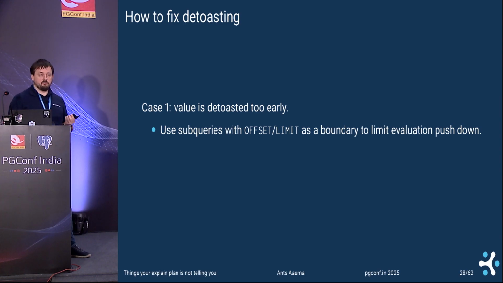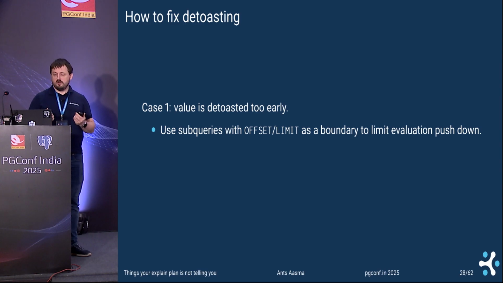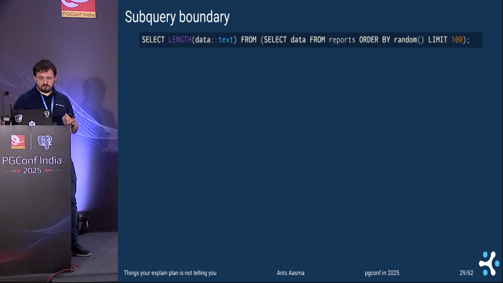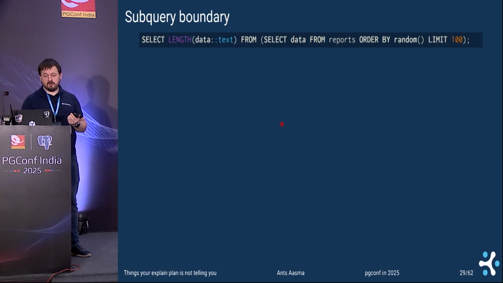But to get rid of this, we can use some tricks with subqueries and offset to create the boundary over which our evaluation clauses cannot move up or down. That's some specific terms, so better to do an example. So instead of selecting the length from reports, we only select the data from it, do the limit, and then outside of this subquery, we execute the length check.